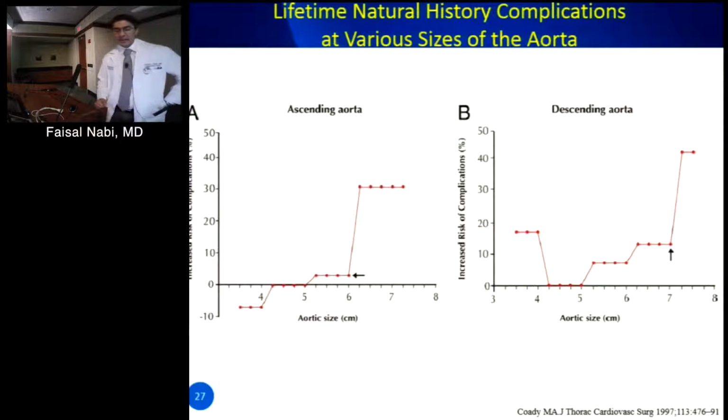If you look at the ascending aorta, the risk of complications starts at around 5 to 5.5 and really takes off after 6 centimeters. In the descending aorta, it starts around 5.5 and then really takes off after 7.